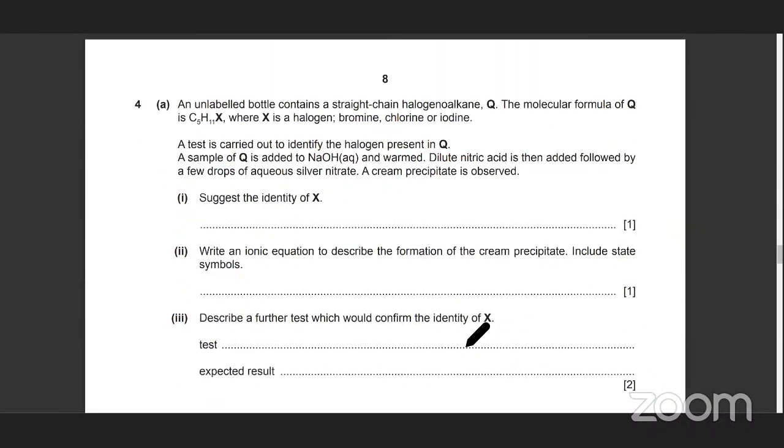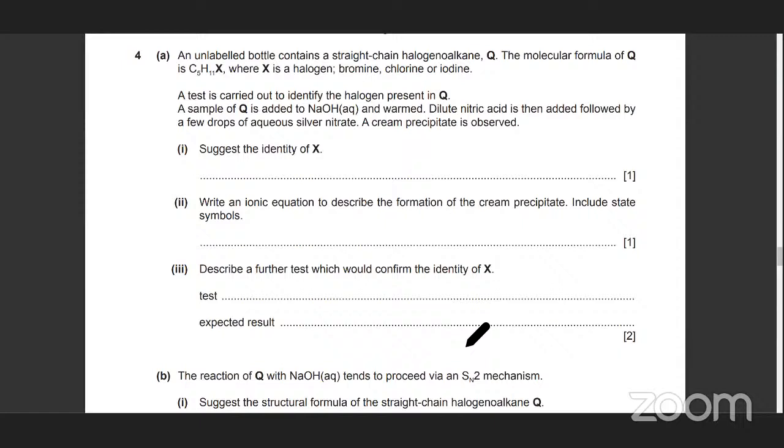Okay, next is there's an unlabeled bottle that contains straight chain halogenoalkanes. So remember, straight chain, so no branching. And the molecular formula of Q is given, C5H11X, where X is a halogen and it could be chlorine, bromine, or iodine. So there are 5 carbon atoms in a line.